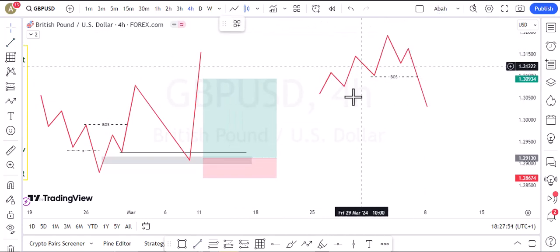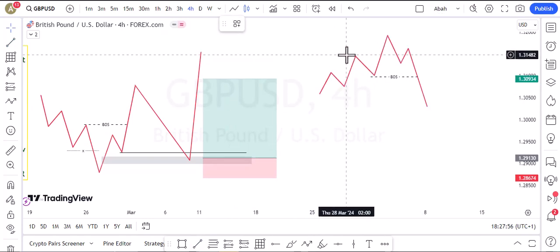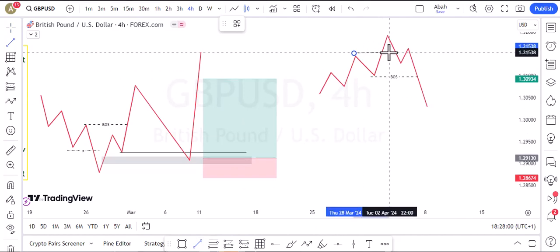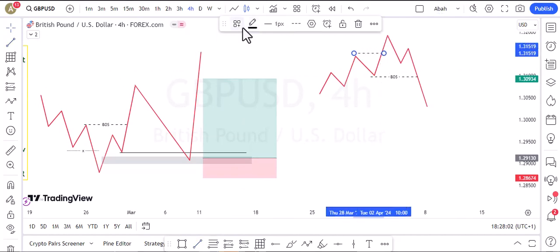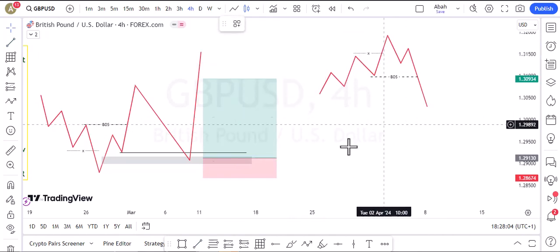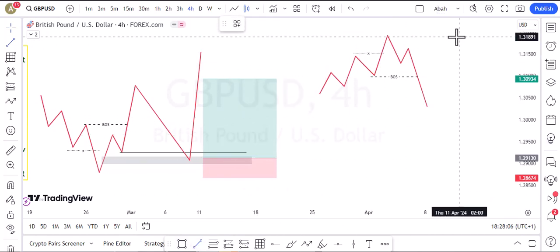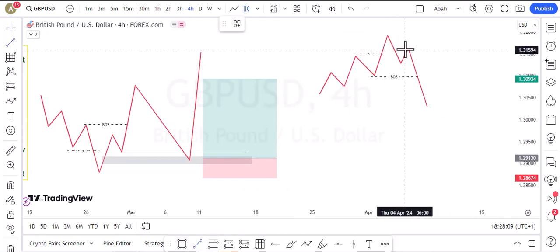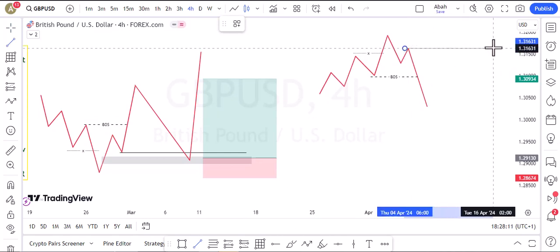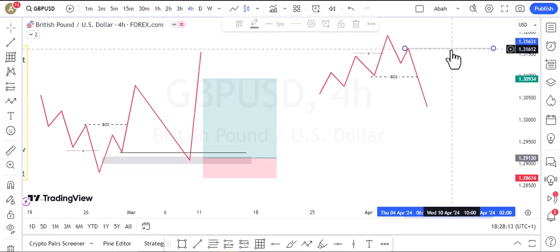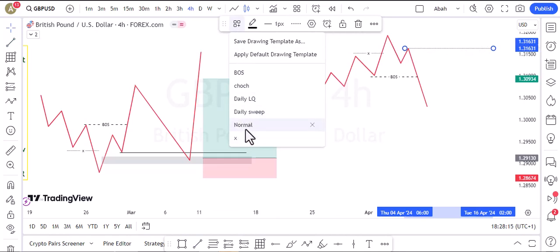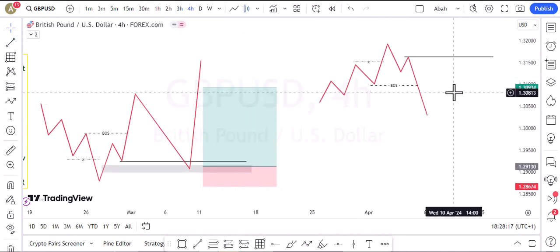You're expecting price to come back. This is your break of structure. This is your sweep of liquidity. Your sweep is here. Your inducement. Now there must be inducement. If there is no inducement, it is not valid. If you have a sweep of liquidity, you have a strong high or a strong low that forms, and there is no inducement, just know that it is not valid.